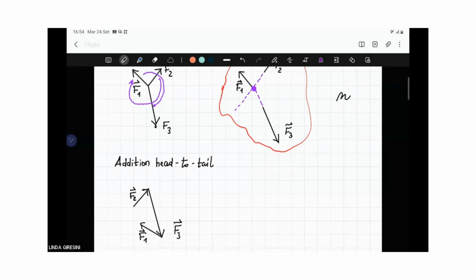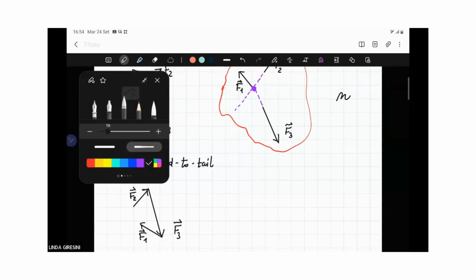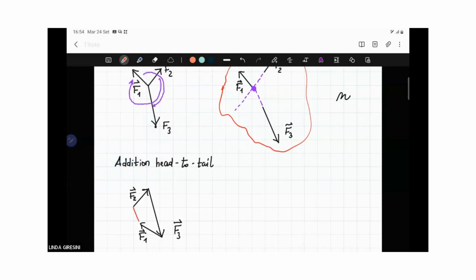Then what is the resultant? Look, it's very simple. The resultant is this vector. You have to take the tail of the first vector and the head of the last vector, and you connect these two points, and the resultant is this one. So the arrow must be in the direction of the head of the last vector, okay? So this is the resultant.